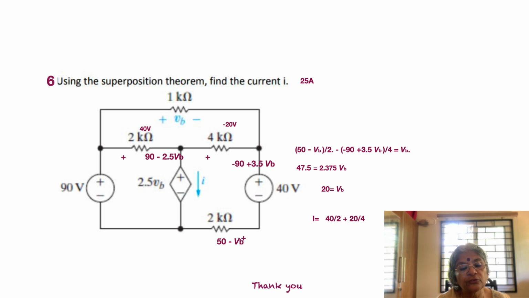Everything is in VB, so you can solve for VB equal to 20 volts, and then 20 can be substituted in 90 minus 2.5 VB as also in minus 90 plus 3.5 VB. Then divide by the resistors to get the different currents, and whatever current leaks out you can calculate. So this is actually very simple. I hope that you have understood it properly, and you will be able to do any problem in this.